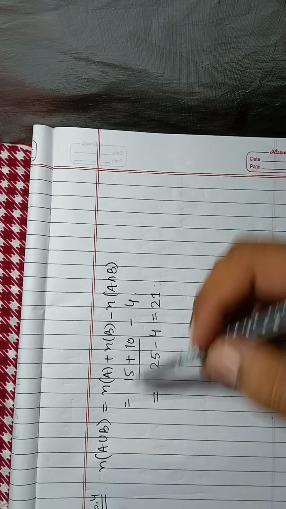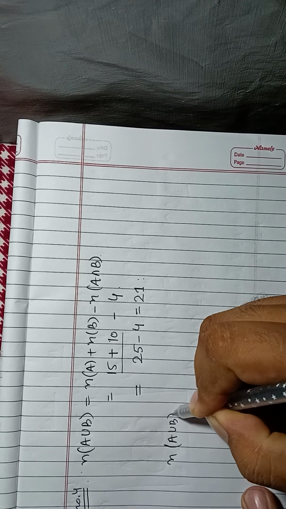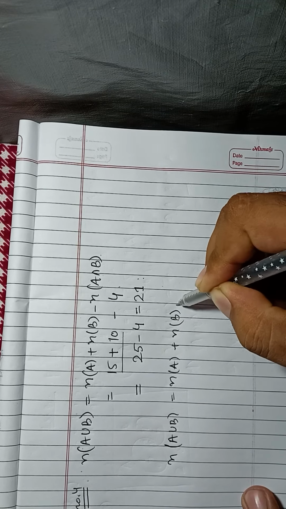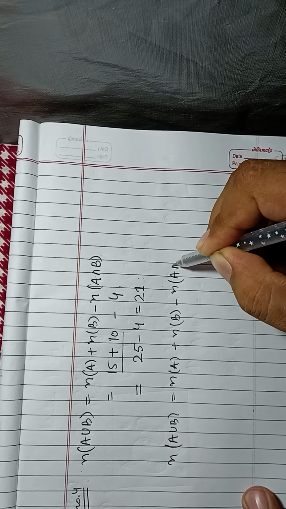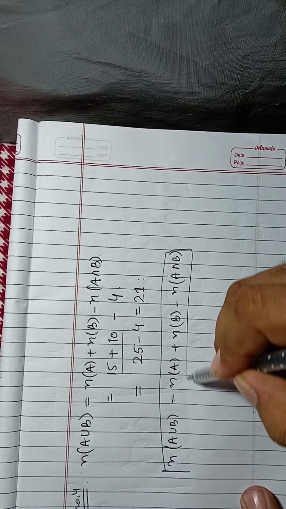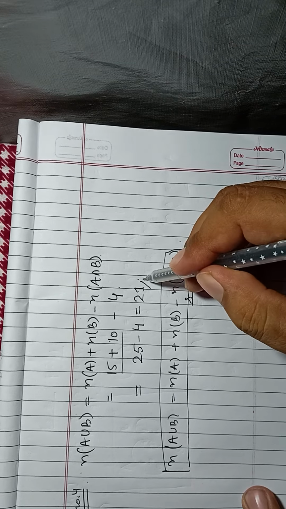So we have this formula. Remember this formula: n of A union B is n of A plus n of B minus n of A intersection B. If we know three values, we can find the fourth value. The answer is here.